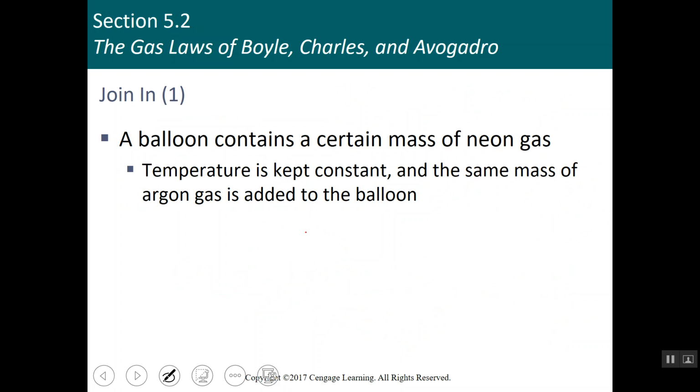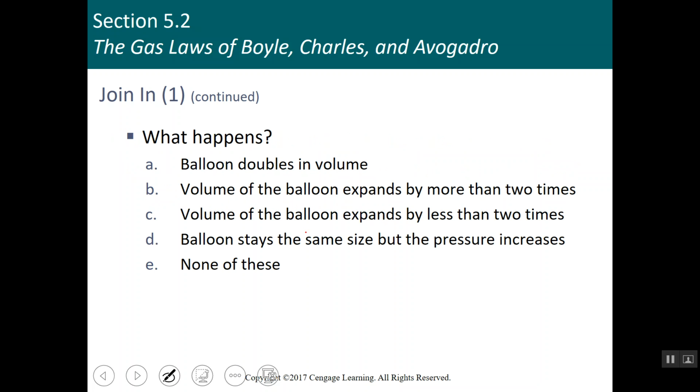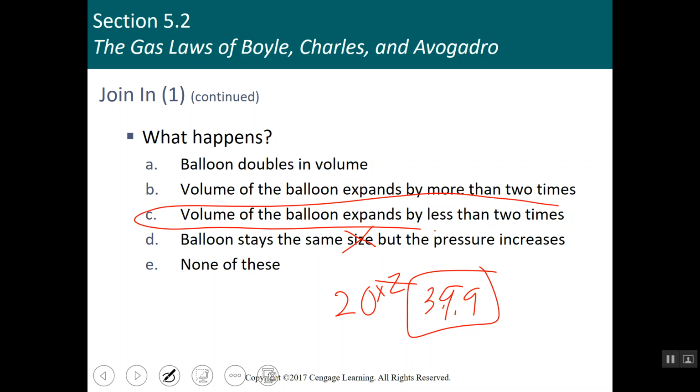A balloon contains a certain mass of neon gas. The temperature is kept constant, and the same mass of argon gas is added to the balloon. Okay, so we got neon gas, which has a molar mass of 20. Argon has 39.9. What happens? If we add more moles, we know that the volume's going to change. Moles is directly related to volume. If one of them is 20 and the other is 39.9, this one is not quite double of the first one, so we know it's going to expand, but it's going to be a little less than 2 times. It's not quite going to get that big.